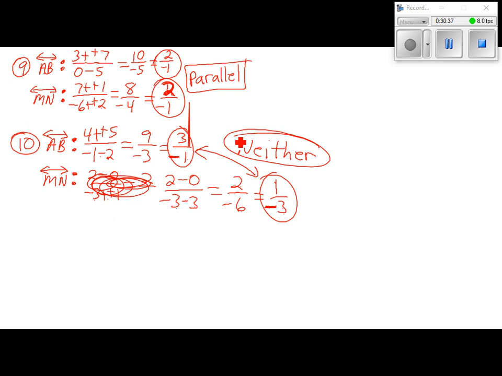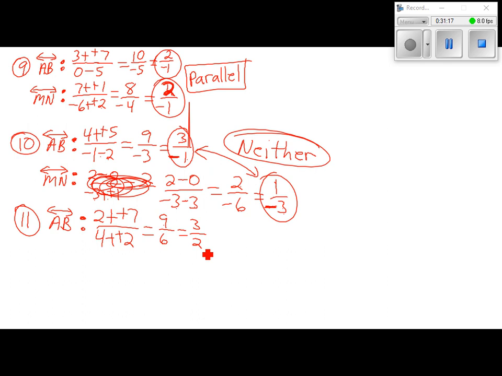Number 11, for line AB, our y's are, I'm going to go backwards this time, 2 minus a negative 7, and then 4 minus a negative 2. I'm just going the other way because this time I noticed it would make it a little easier on me. So that's 9 over 6. 3 will go into 9 three times, 3 will go into 6 twice, so that reduces to 3 over 2.